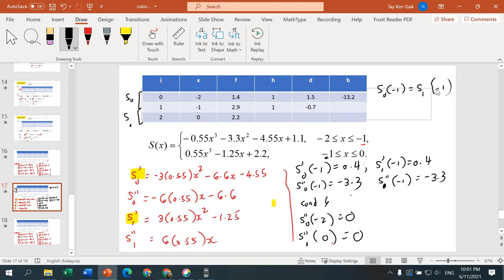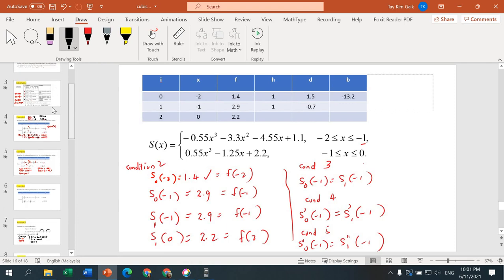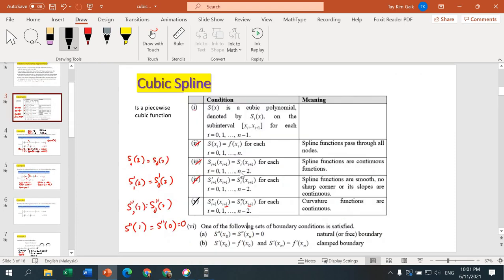And then condition 2 is actually S0 at negative 2 will be equal to f of negative 2. S0 at negative 1 must be equal to f of negative 1. S1 at negative 1 must be equal to f of negative 1, which is here, 2.9. S1 when x equals 0 will be equal to f of 0, which is 2.2. This is the conditions for the natural cubic spline, including condition 6 for the natural cubic spline.